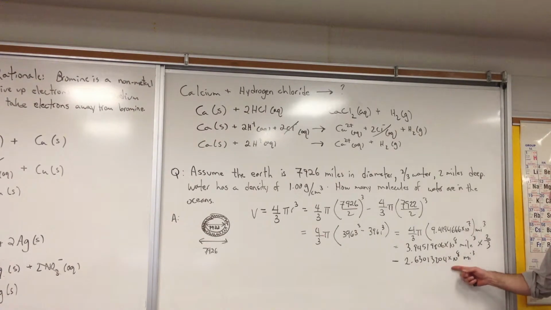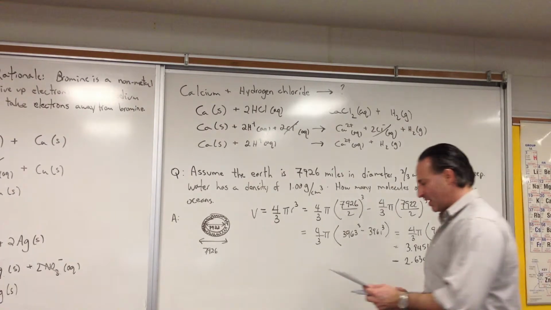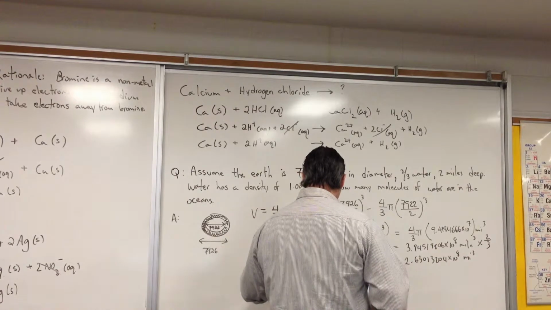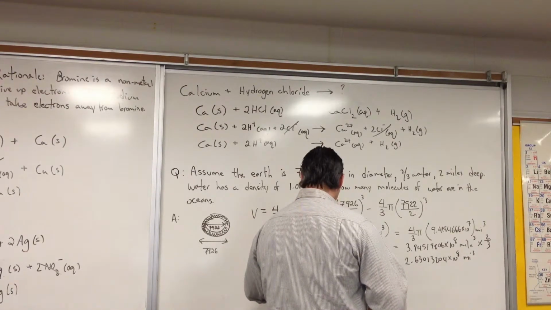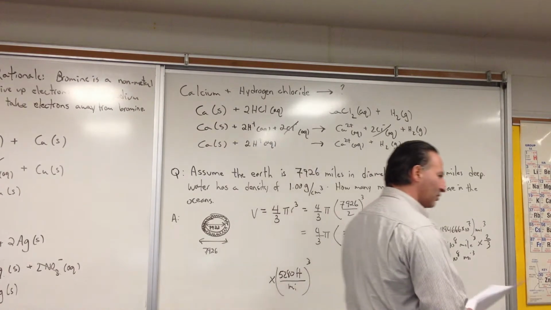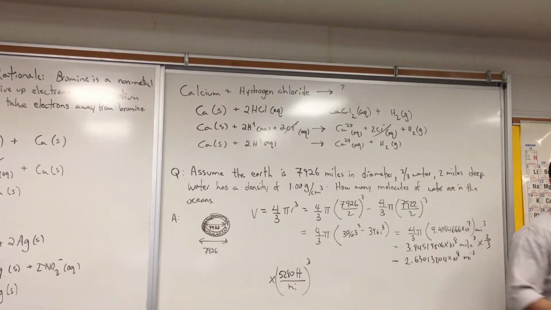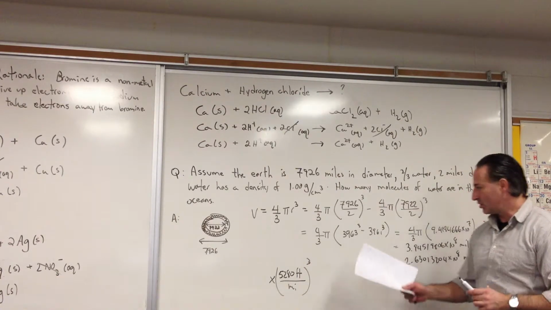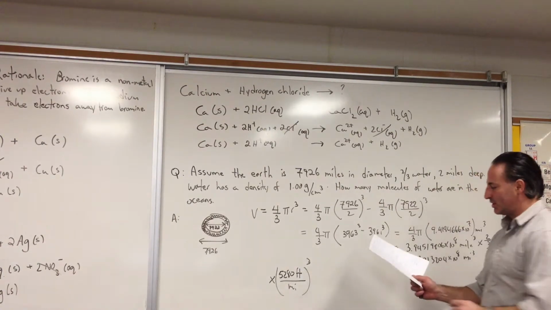Now that we have the volume of all the Earth's water and all the oceans, we can convert it into centimeters cubed by using the appropriate conversion factors. We're going to multiply by the number of feet in a mile, which is 5,280. But we'll cube the whole conversion factor because remember we're working with volume, and volume is made up of length, width, and height. So it's 3 dimensions, so your conversion factor has to have 3 dimensions.